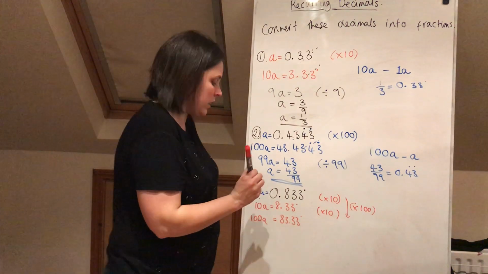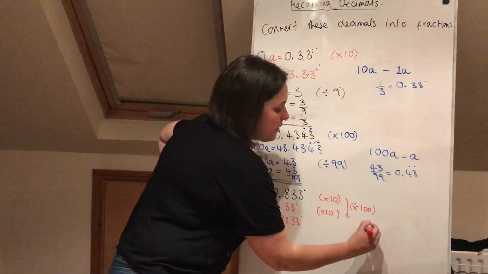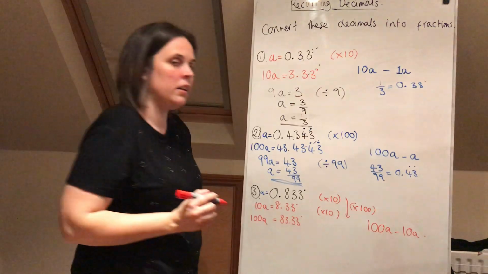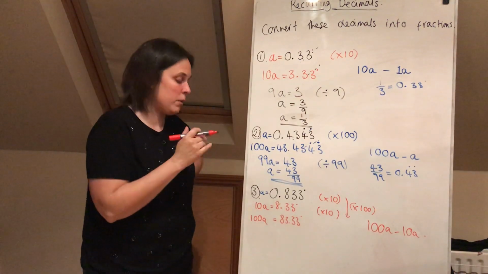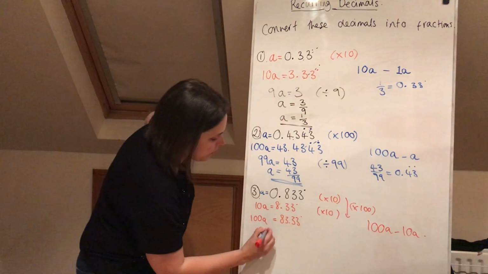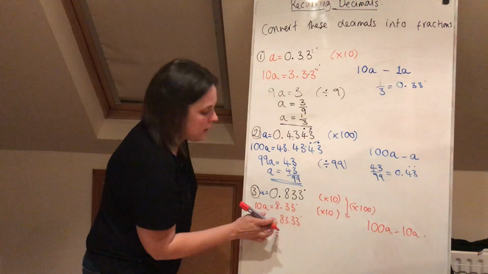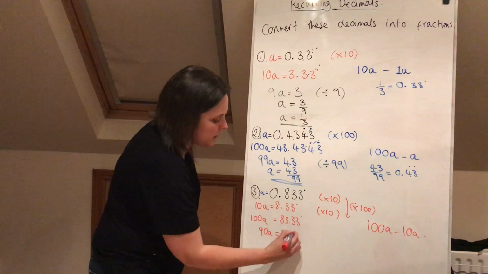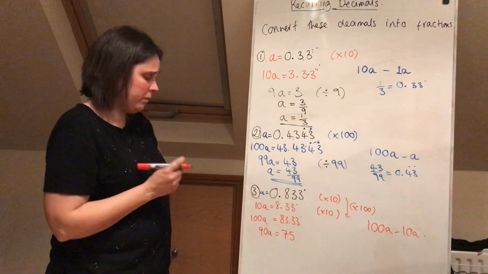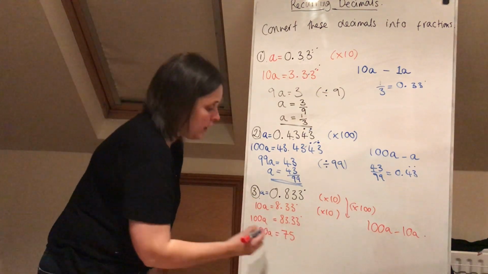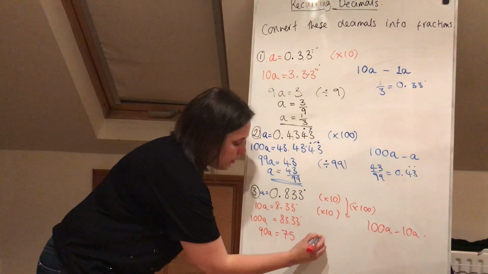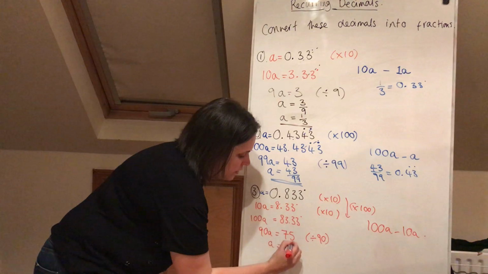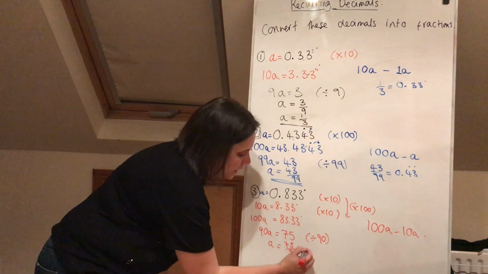But this time what we're going to do with our subtraction is we're going to do 100A take away 10A. So if we do 100A take away 10A, we get 90A. And if we do 83 take away 8, we get 75. So we get 90A is equal to 75. Divide by our 90, and we get A is equal to 75 over 90, and then we have to cancel down.